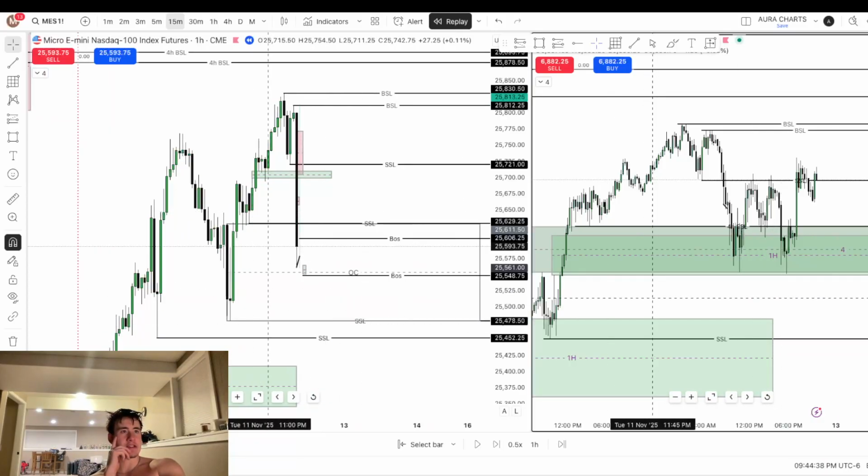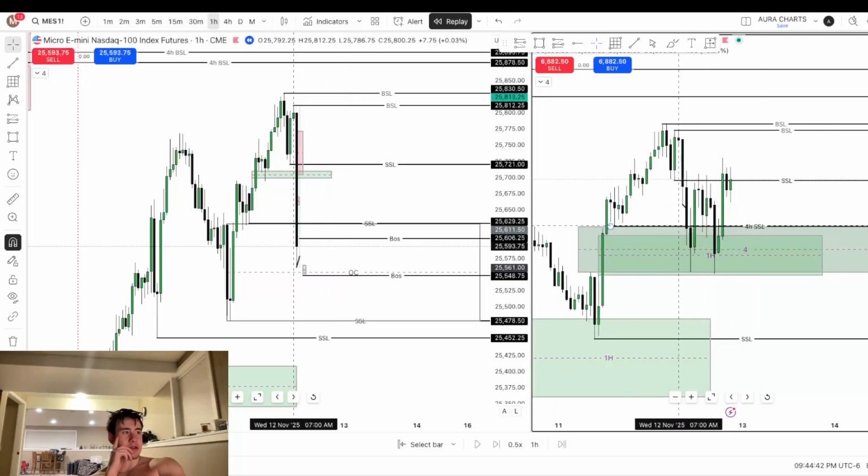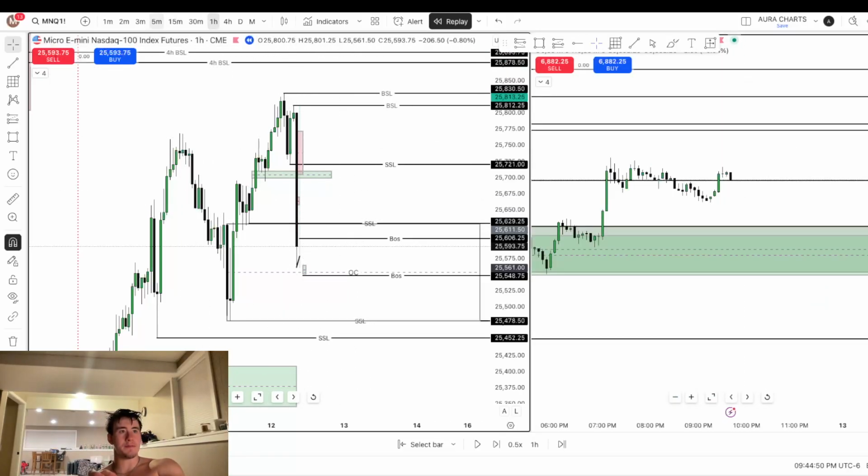And then on ES, on the 1 hour and 4 hour, we had a 4 hour sell side liquidity resting right here before we got in, and we had a 1 hour imbalance and 4 hour imbalance resting right there. So market opens, we sweep the sell side liquidity.